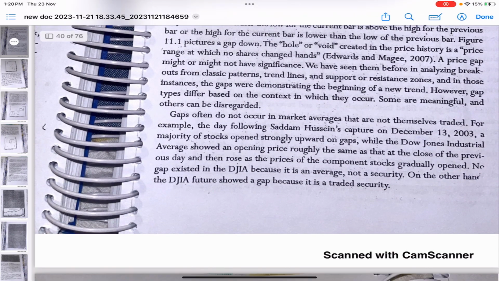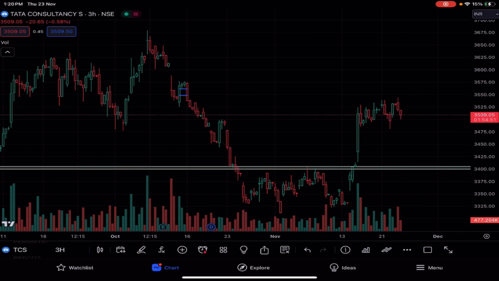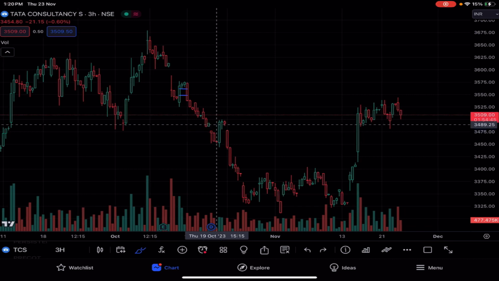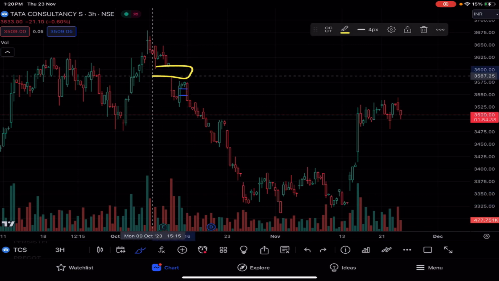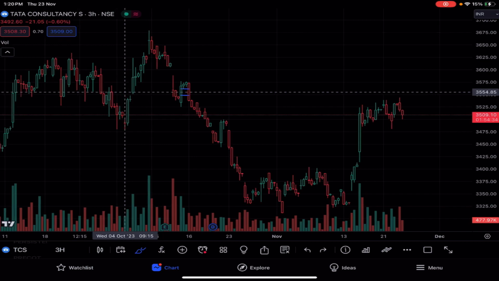The first thing is gaps. Let's just look at the real-time chart and see what a gap is. Let me go on a 3-hour chart. Do you see this gap area over here? There's nothing over there. That's a gap. Do you see this particular area? There's nothing over there. That's a gap. Do you see this area? That's a gap. So this is what a gap is. So I hope that is clear.